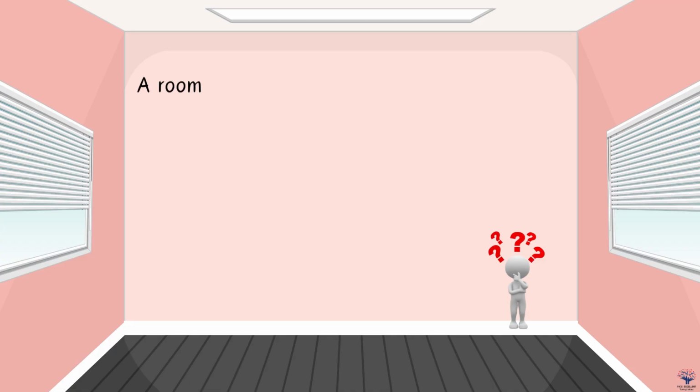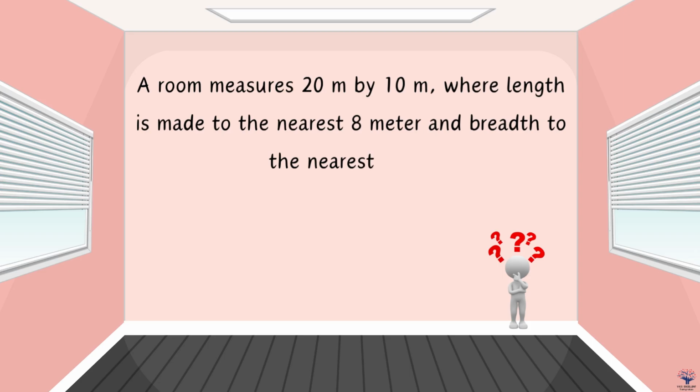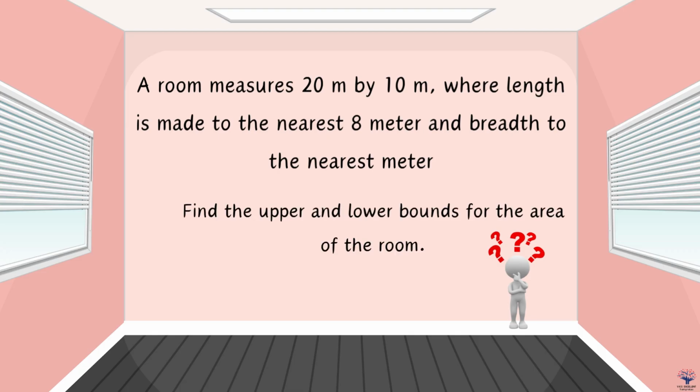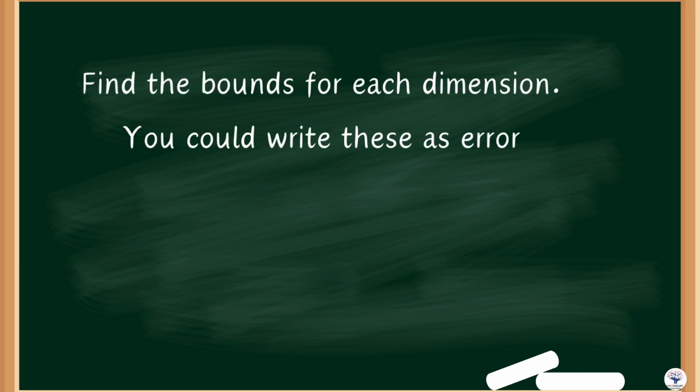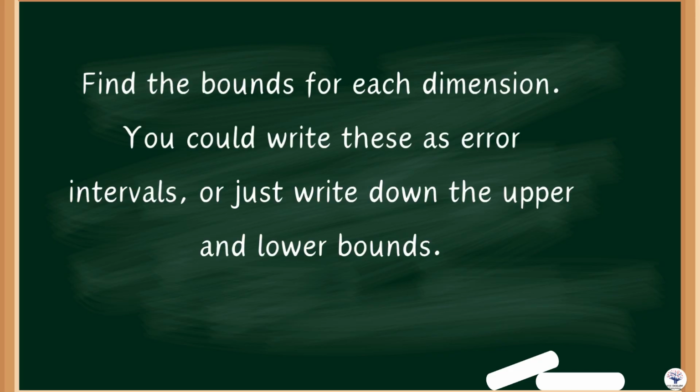Let's see an example. A room measures 20 meters by 10 meters, where length is made to the nearest 10 meters and breadth to the nearest meter. Find the upper and lower bounds for the area of the room. To find the answer, first you have to find the bounds for each dimension, here for length and breadth. You could write these as error intervals, or just write down the upper and lower bounds.